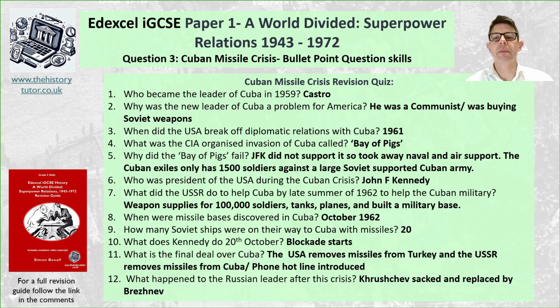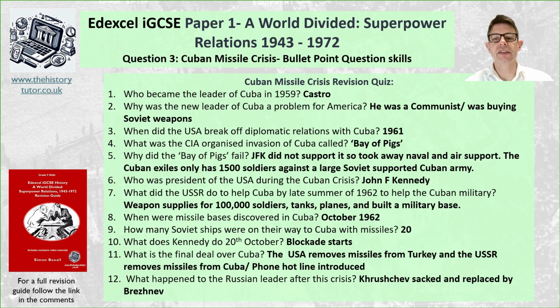When did USA break up diplomatic relations with Cuba? That was 1961. And what was the CIA organized invasion of Cuba called? That's the Bay of Pigs. And as question 5 says, it failed. So why did it fail? Well, JFK did not support it. So it took away the naval and air support. The Cuban exiles only had 1,500 soldiers against a large Soviet-armed Cuban army.